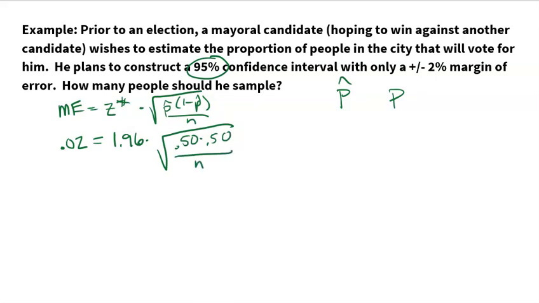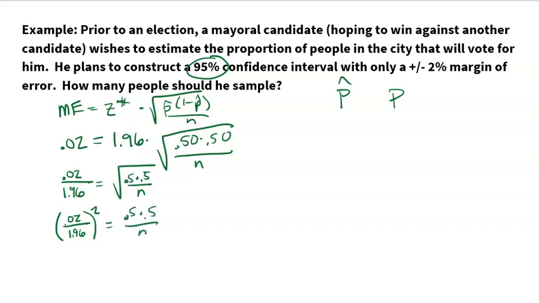So here we just need some good old-fashioned algebra skills. Let's see, to solve this, the first step is to divide by 1.96. So I have 0.02 divided by 1.96 equals the square root of 0.5 times 0.5 divided by N. The next step is to get rid of the square root, so I'm going to square both sides. So I get 0.02 divided by 1.96 all squared equals 0.5 times 0.5 divided by N.